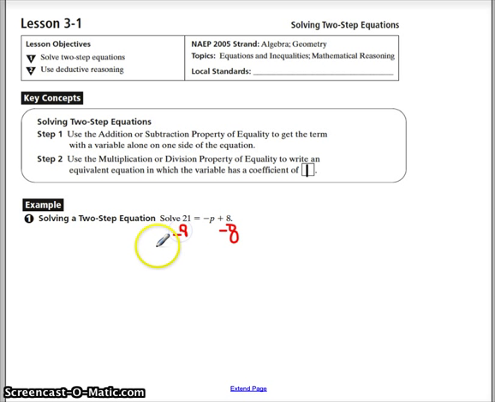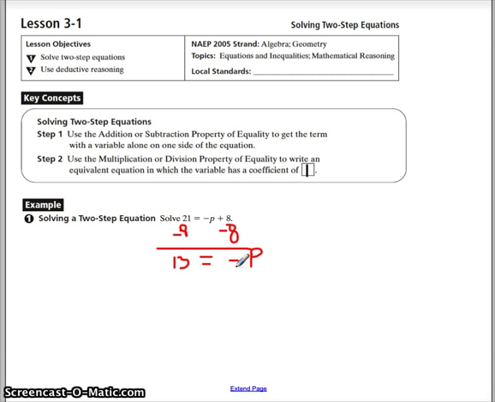If you want to think about this from last year, you probably played with the balances a little bit. We're keeping that equation balanced by subtracting the same number from both sides. So 21 minus 8 gives us 13. And on the other side we're left with negative p, because the plus 8 minus 8 gives us 0. So we're left with 13 equals negative p.